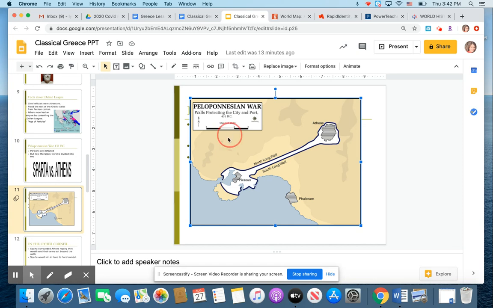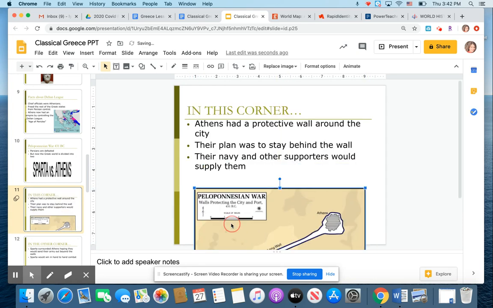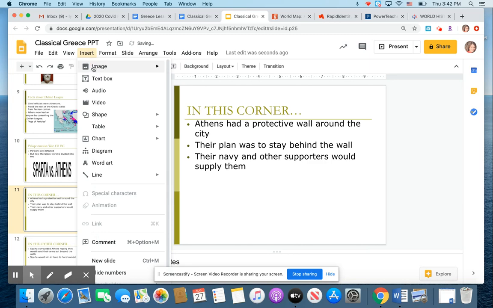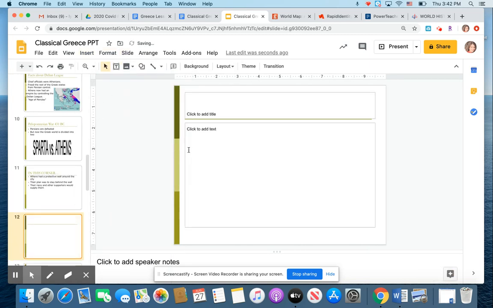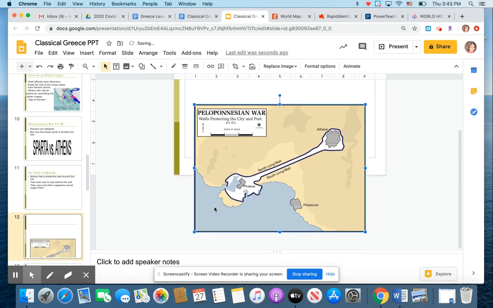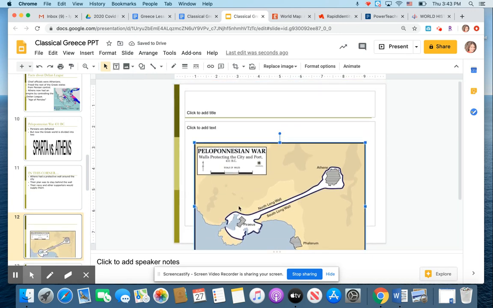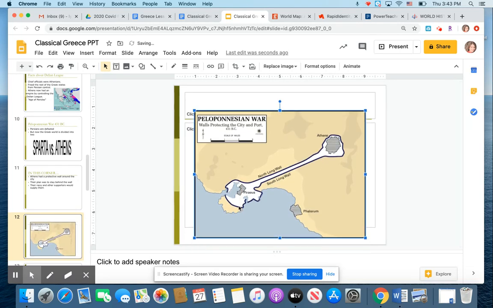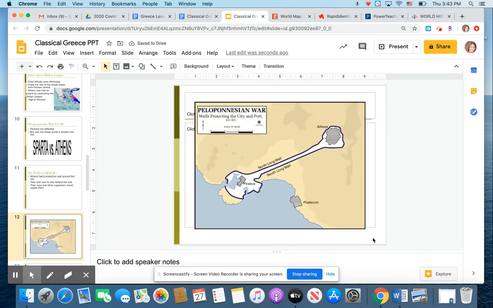In this corner, Athens has a protective wall around their city. Guess what their plan is? Their plan is to just stay behind that wall. And if you're Athens, that's really not a bad plan because you should never fight Sparta in hand-to-hand combat. They're going to whip your tail. So they put everyone behind these walls, and they let their navy, which Sparta cannot beat, bring them food and supplies through their port city.